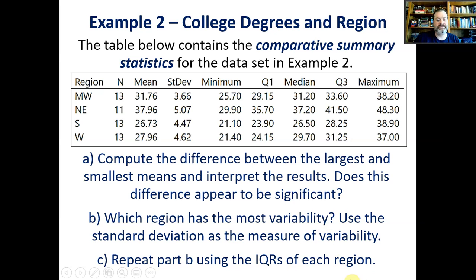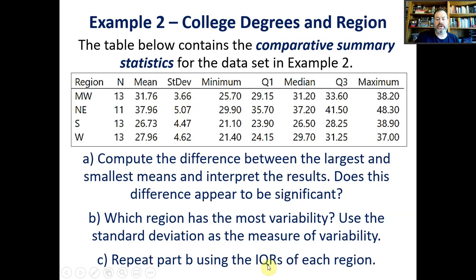So for part C, we're going to do the IQRs of each region. We have two different measures of variability here, right? Standard deviation and IQR. We're going to see, do these two measures of variability agree on their value? Let's see. We can see the standard deviation pretty clearly here, right? The Northeast has the largest standard deviation. Clearly, right? So the most variability if you measure standard deviation is the Northeast.